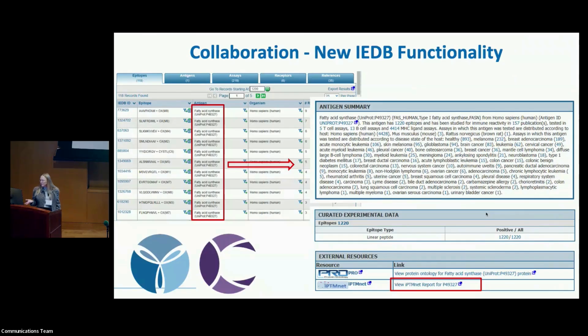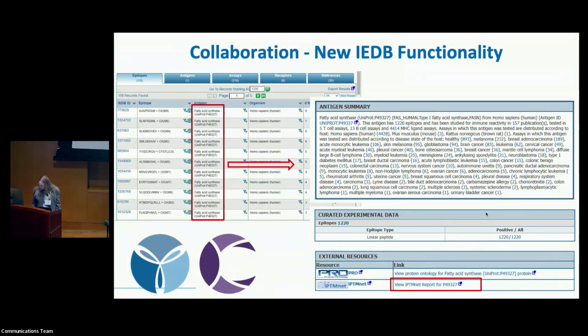So it's nice to take the time to look at the data and see what else we could improve on. And then on those antigen pages, we also link out to PRO and iPTMnet. And this is just a particular protein that has been studied in a lot of cancers. And with the immune system, it's very common for an immune response to be to something that's not modified or only is modified. So it may not recognize the unmodified peptide, but it will recognize the modified.